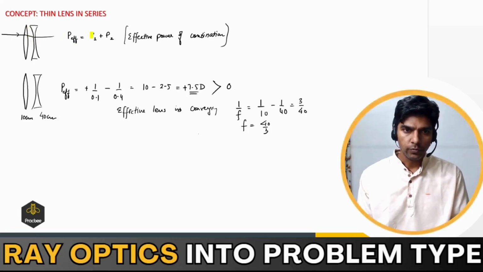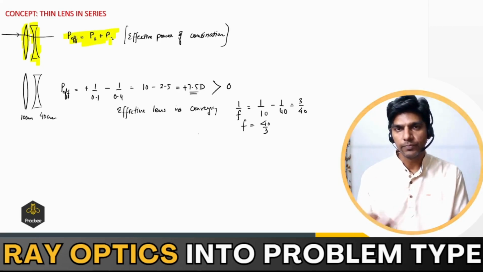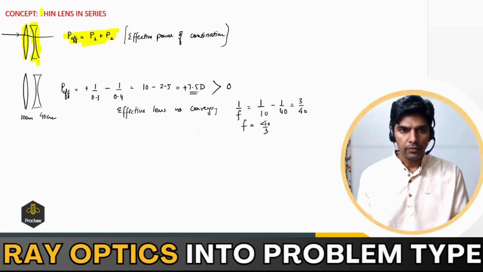So suppose we have two mirrors. This mirror has a power P1, this is having a power P2, then the effective power is nothing but the sum of the individual powers. Now let us see an illustration.